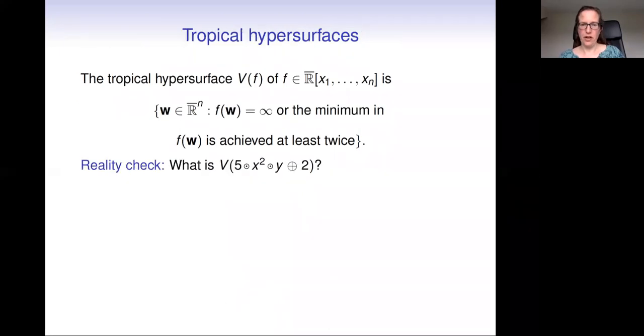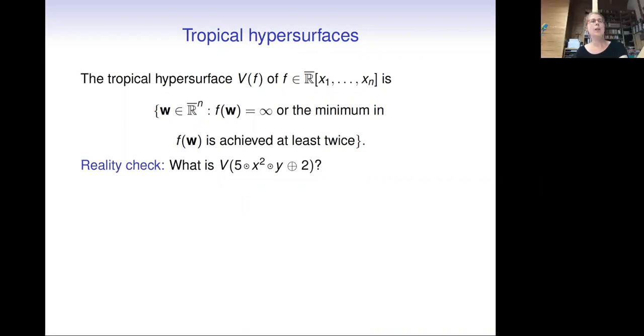Good. Okay, here's our reality check. The reality check is: what is the variety of 5x squared y plus 2? We're going to actually treat this seriously as a exercise. I am going to pause for a moment and give you a moment to actually draw a picture.